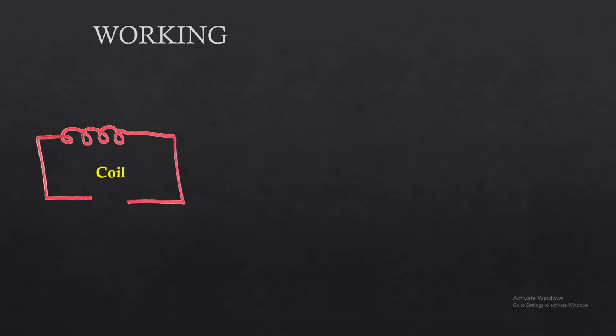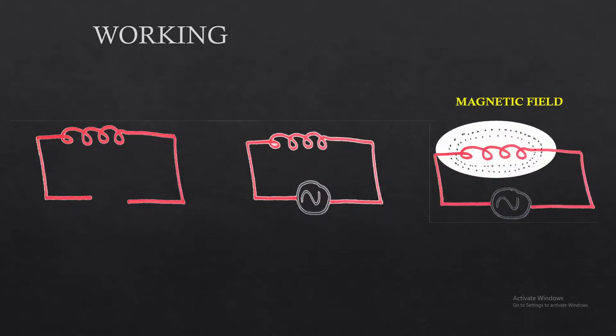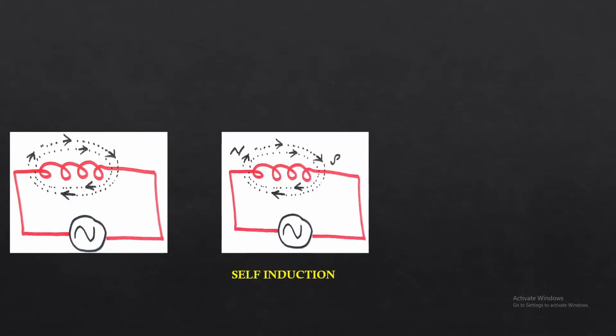Let's suppose we have a coil of wire and we connect it with an AC source like this. When the current starts flowing through this coil, a magnetic field will be generated. This magnetic field has some direction, which will cause it to have poles, north and south. This whole scenario is known as self-induction.